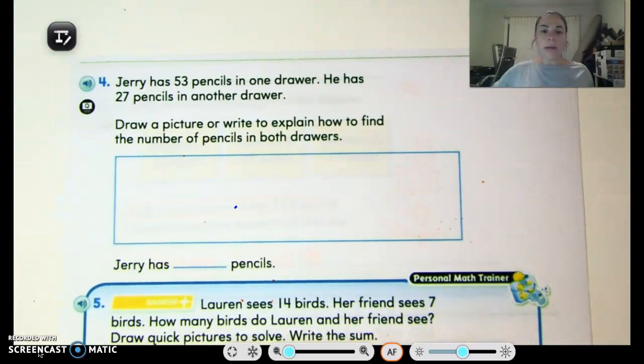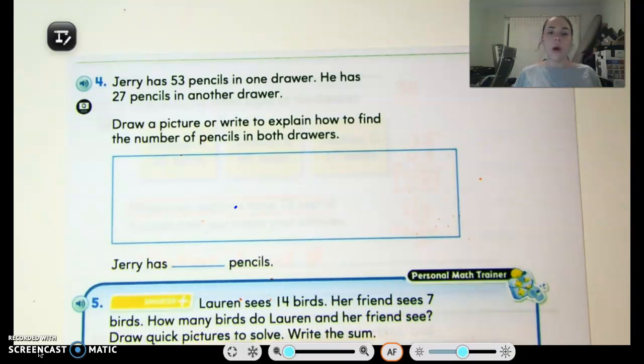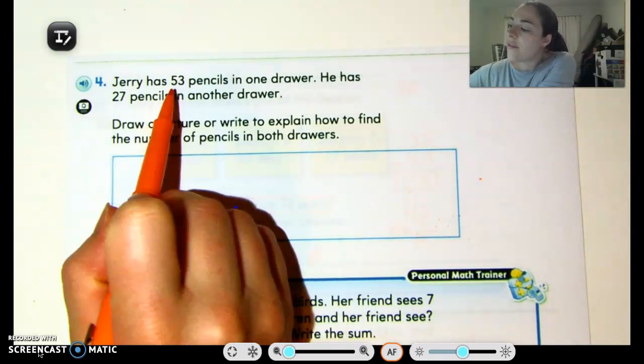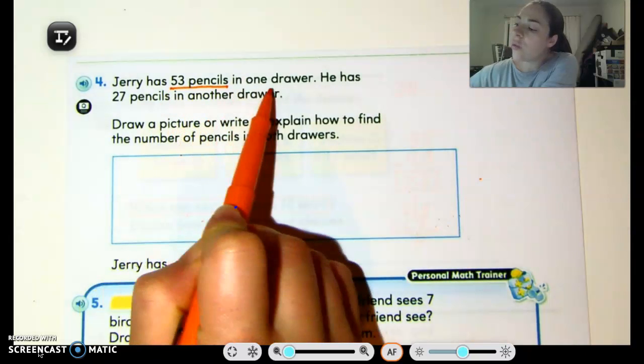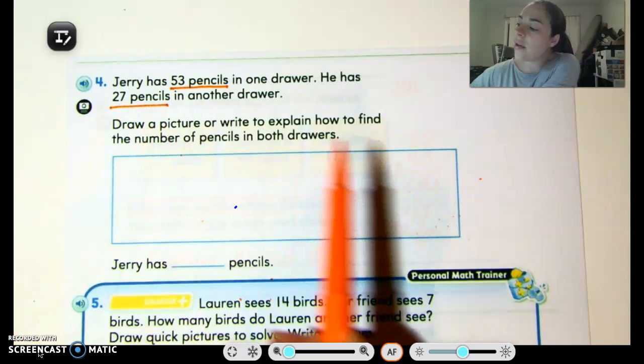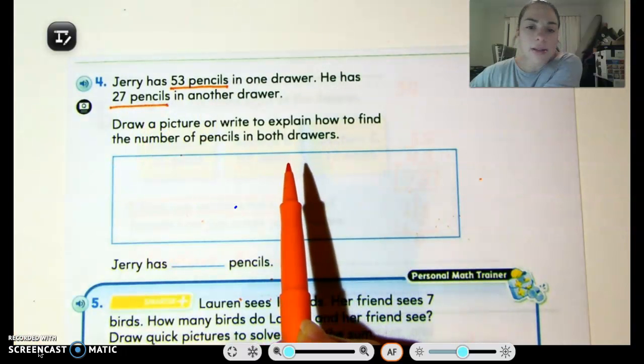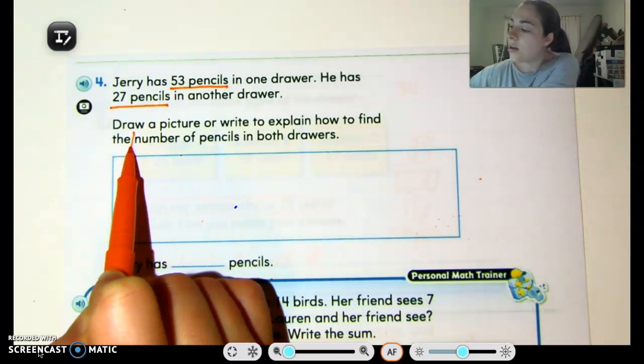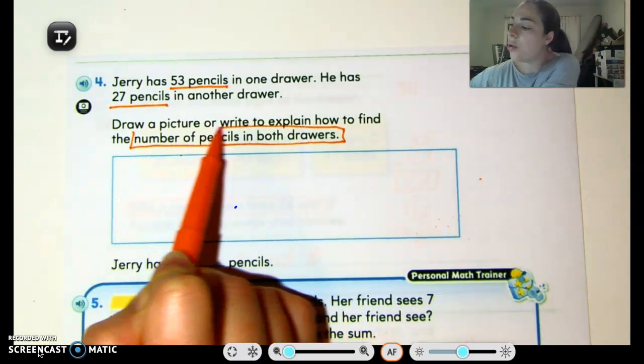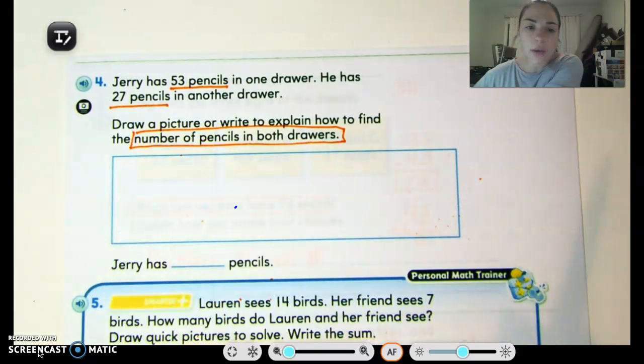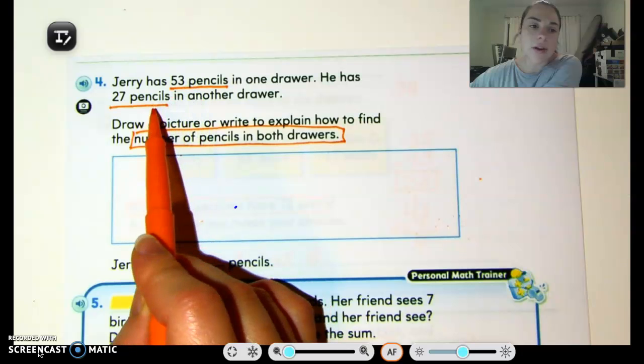Number 4. Jerry has 53 pencils in one drawer. He has 27 pencils in another drawer. Draw a picture or write to explain how to find the number of pencils in both drawers. So we're going to underline 53 because he has 53 in one drawer and 27 pencils in another. And what do you think we should box? Number of pencils in both drawers. So give me a thumb if you think we're adding these two parts together.